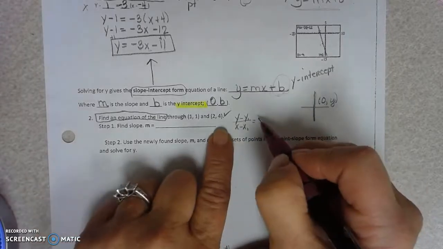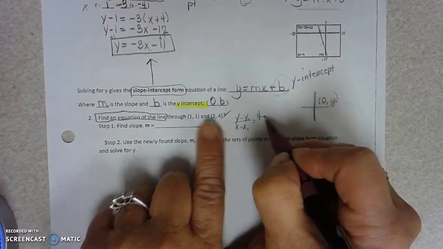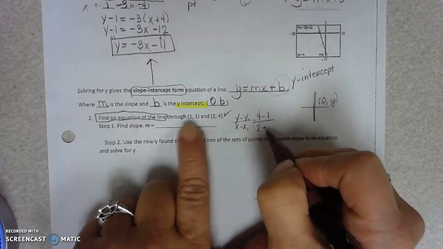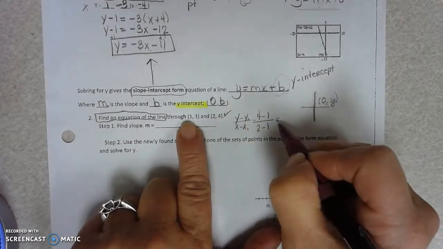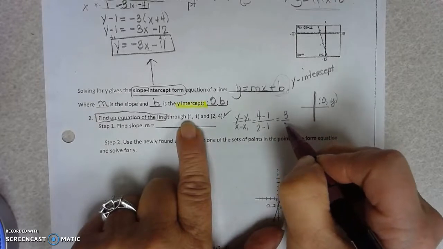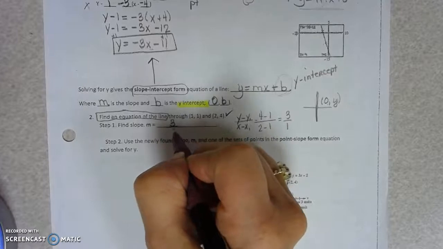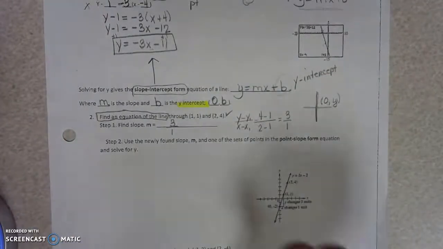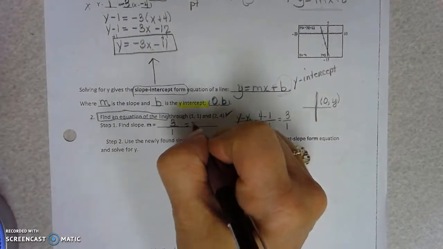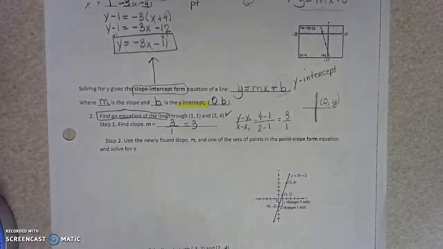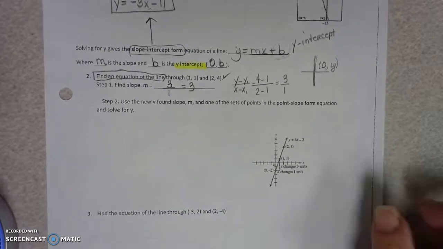So let's see. Let's do 4 minus 1 over 2 minus that 1, which would be 3 over 1. So that's what my slope is, 3 over 1, or 3. Remember the whole number 3? We referenced that Wednesday, that every whole number really has an automatic denominator of 1.